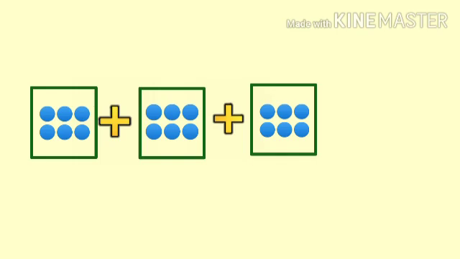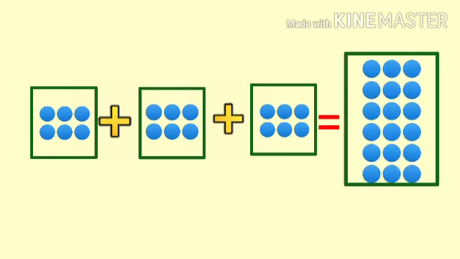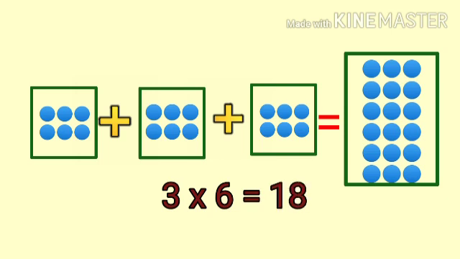Understood, children? Look here, children. Now we are adding 3 boxes with 6 dots. Then we get 18 dots. So, to get this repeated addition easily, we can use 3 sixes or 18. Here 3 represents the number of groups or number of boxes, 6 represents the number of dots in each box, and 18 represents the result. Understood, children?